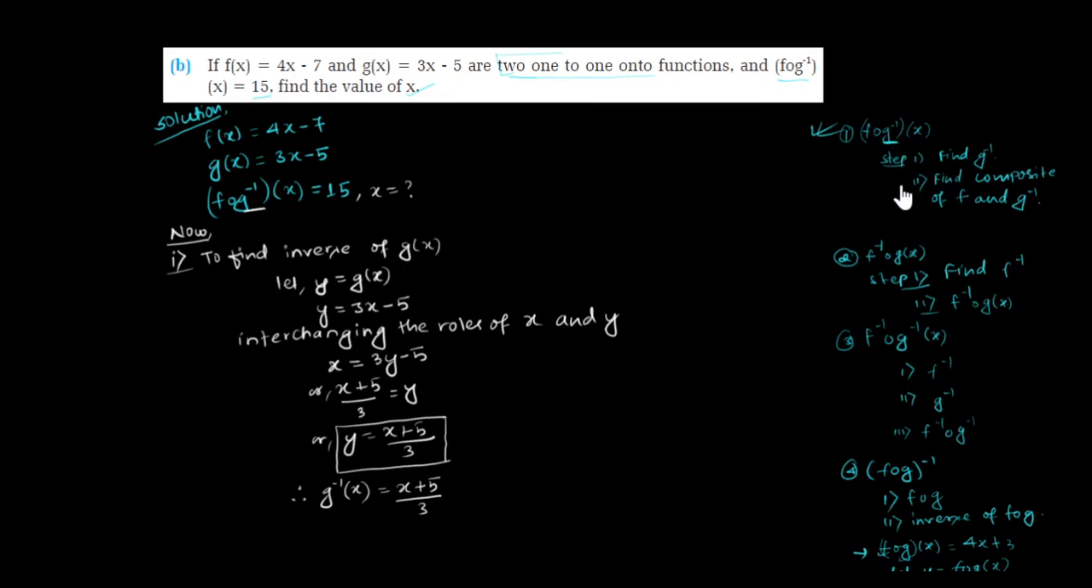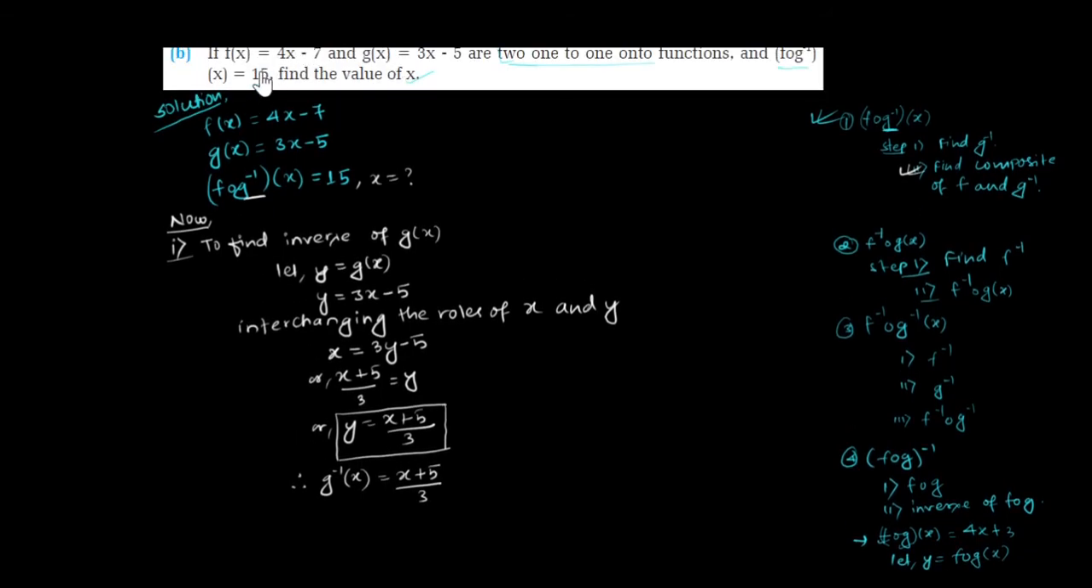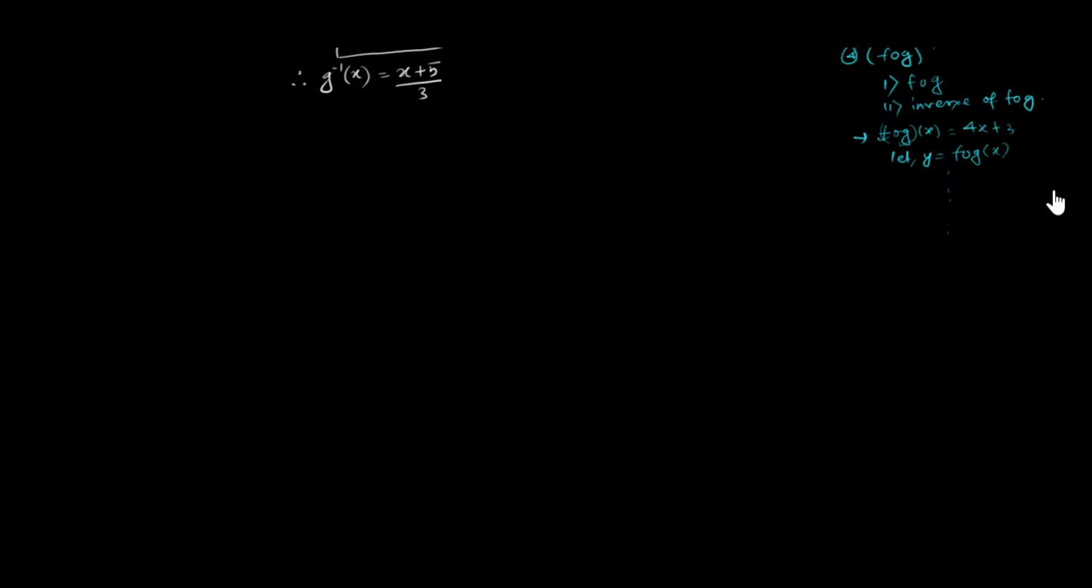And in the second step, we need to find the composite of f and g inverse, sorry. We need to find the composite of f and g inverse and equate it to the value that is given here, that is 15. We need to find f composite g inverse first and equate the value, and you will get the solution. Now in step number 2, we are going to find the composite of f and g inverse.